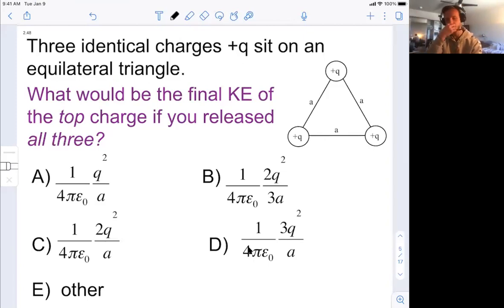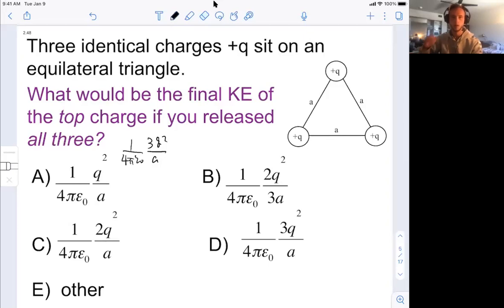You would treat it not from the perspective of the single particle, but of the entire system. And you would calculate using the conservation of energy what your initial energy and what your final energy would be. Okay, so what is the initial energy? The electric potential energy stored in the system. Very good. So what would that be? It would be 3U, which is 3kQ squared over a.